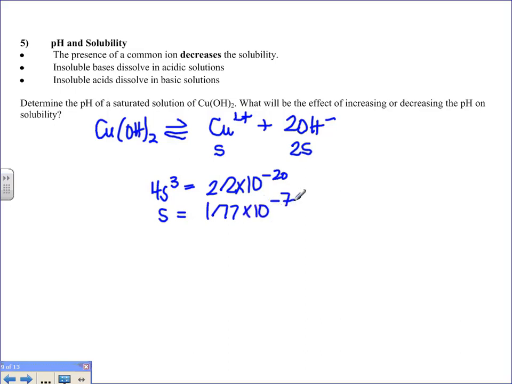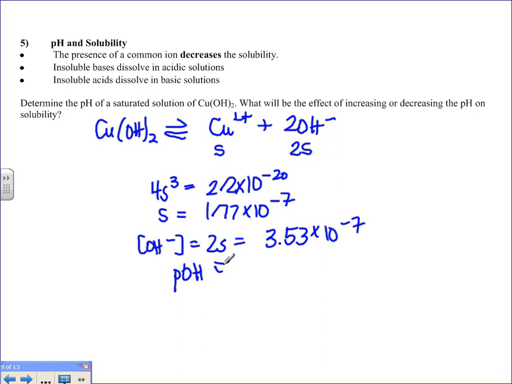So that's the solubility of the copper hydroxide in a saturated solution where this amount of copper hydroxide has been dissolved. We've got twice as much hydroxide, so the concentration of the hydroxide, being equal to 2S, is equal to 3.53 times 10 to the negative 7. The question is asking us for the pH, so we find the pOH equal to 6.45 and the pH equal to 7.54.